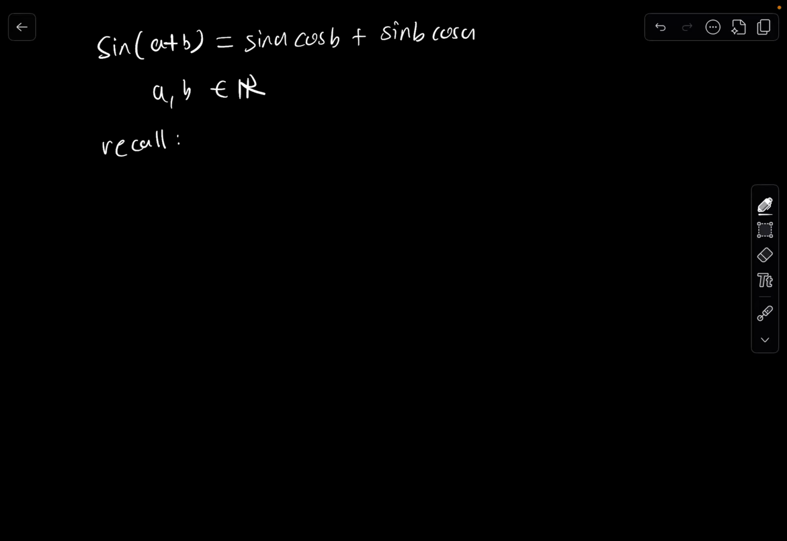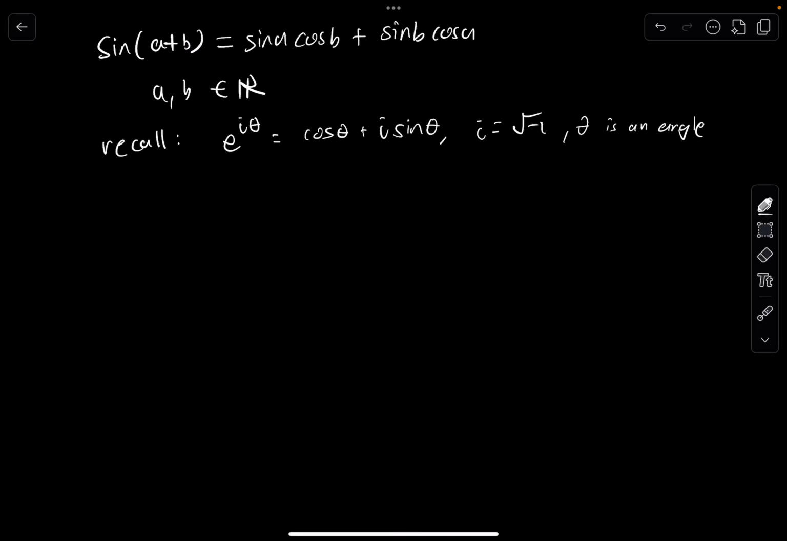And recall, Euler's formula says that e to the i theta is equal to cosine theta plus i sine theta, where i is the imaginary unit, the square root of -1, and theta is an angle. Okay, just very basic stuff to lay out. And we're going to use this to show that this formula is true.